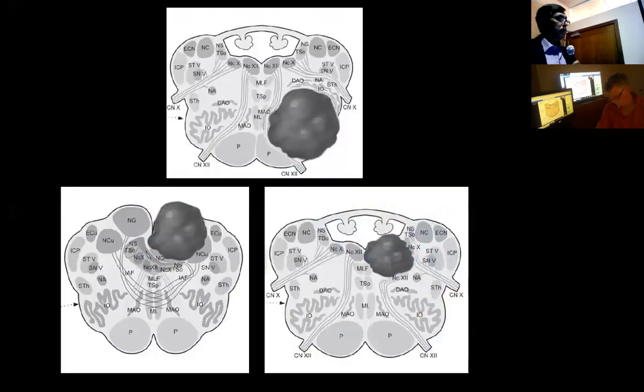Again, where the lesion is, in the pons or the medulla, defines which way to go. So we know some brainstem anatomy. Let's see what happens to the brainstem in terms of pathology. What are the brainstem lesions that we see?